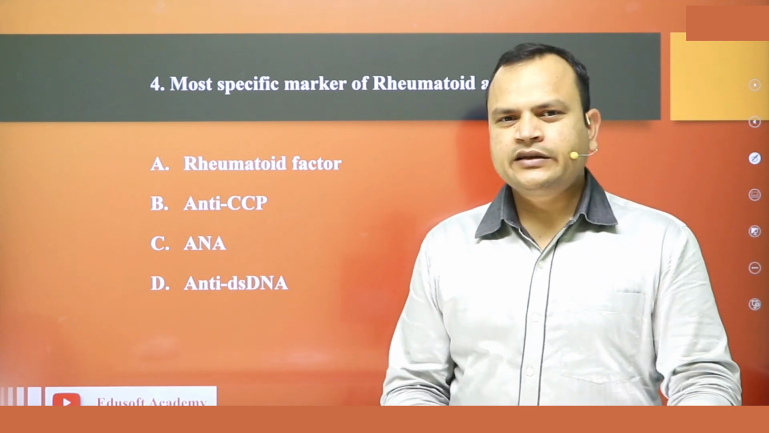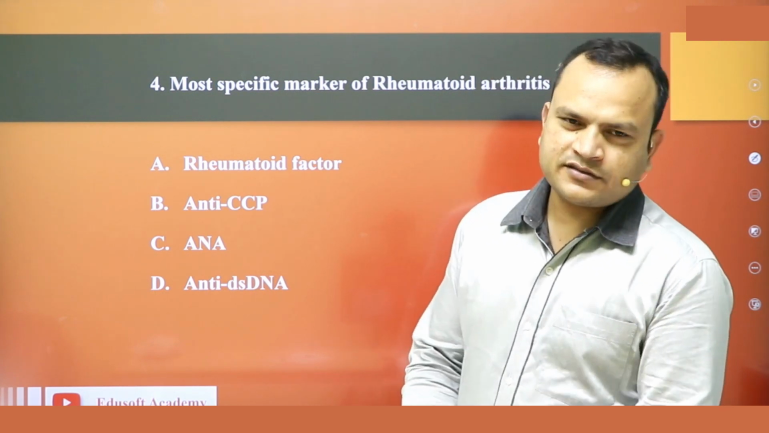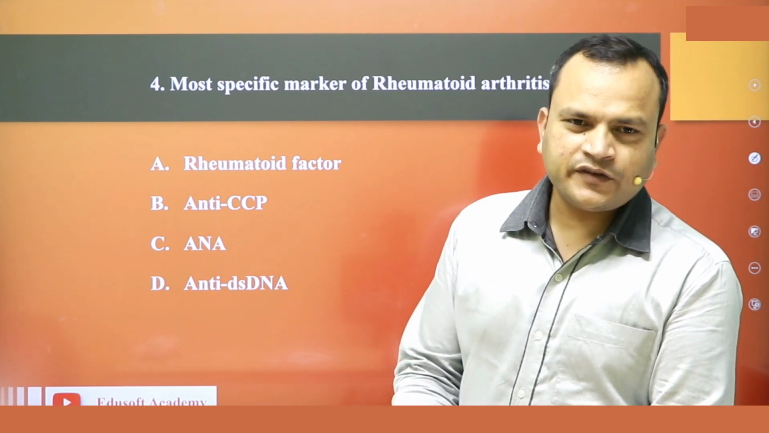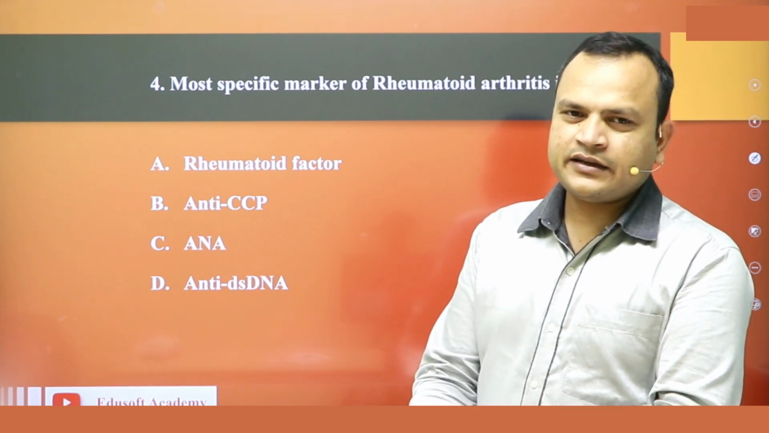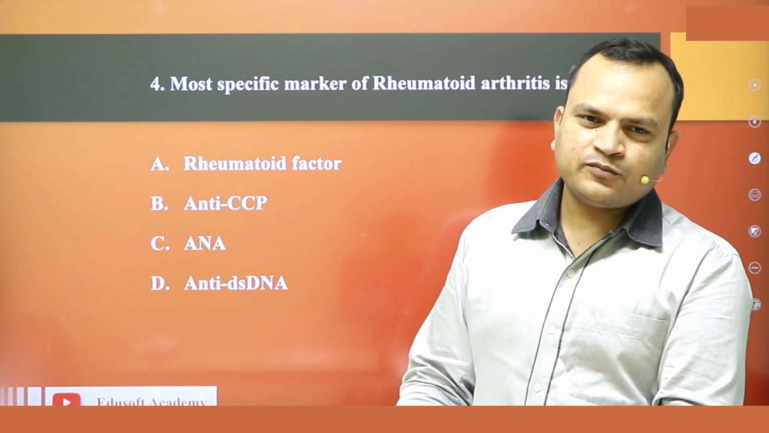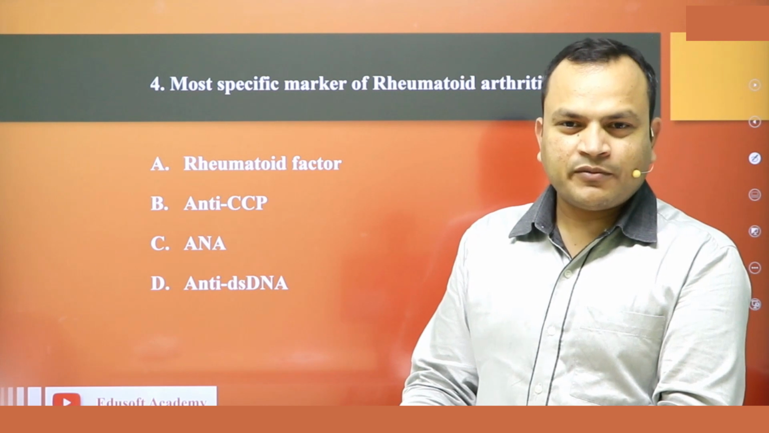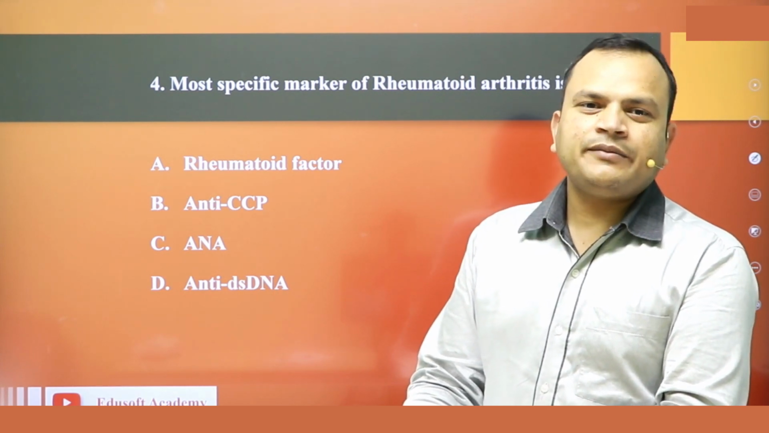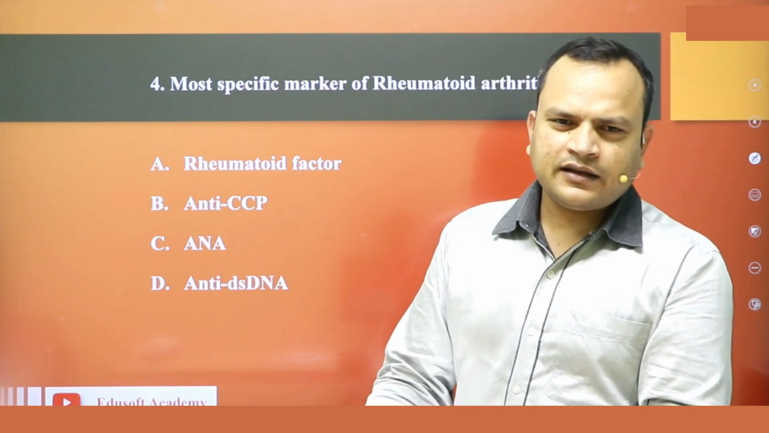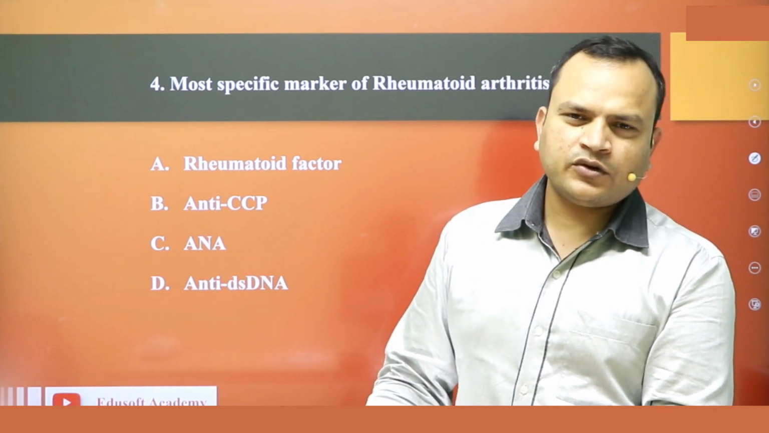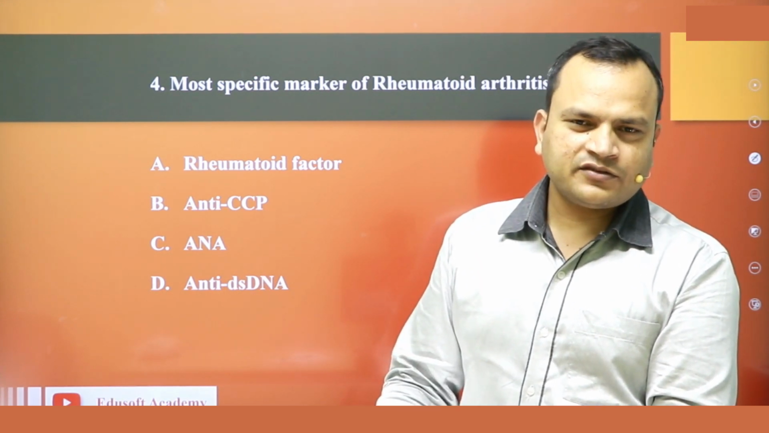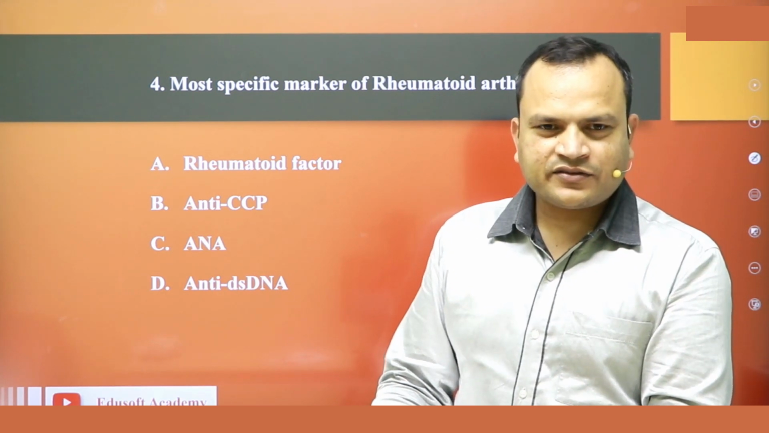Now, coming to ANA. ANA is the most sensitive test for juvenile rheumatoid arthritis. If the patient has symptoms of juvenile rheumatoid arthritis and ANA is positive, then the diagnosis of juvenile rheumatoid arthritis is made. Then, coming to anti-dsDNA. If anti-dsDNA and ANA are both positive, the likely diagnosis is SLE, systemic lupus erythematosus.